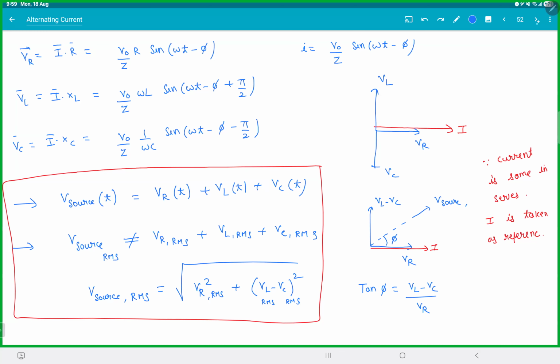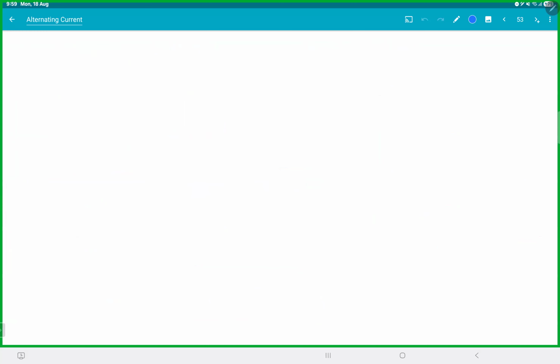Not only that, let's say you just want RMS values, like mains in general, where they want RMS values only. So if you want VR RMS, you can simply take I RMS into R. You can use your Ohm's law. So VL RMS is I RMS into XL.